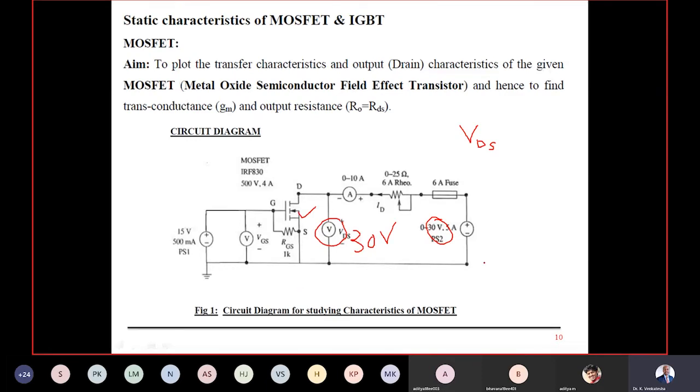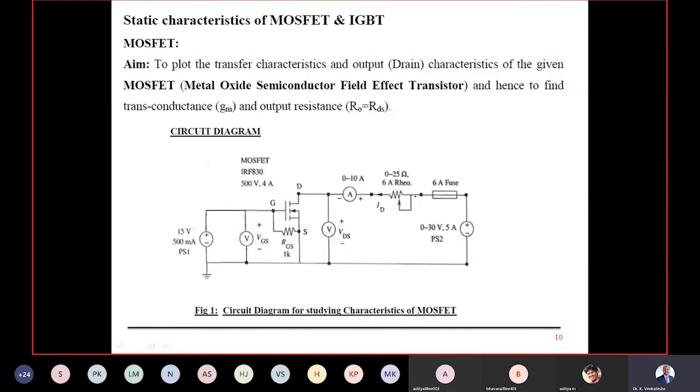So let us put all the points in a proper order. The first thing I told you is that the static characteristics of a switch are going to give you threshold voltage. Another one is output resistance. Also, it will give you transconductance, which we will see later. These parameters we are going to check for both the MOSFET and the IGBT.